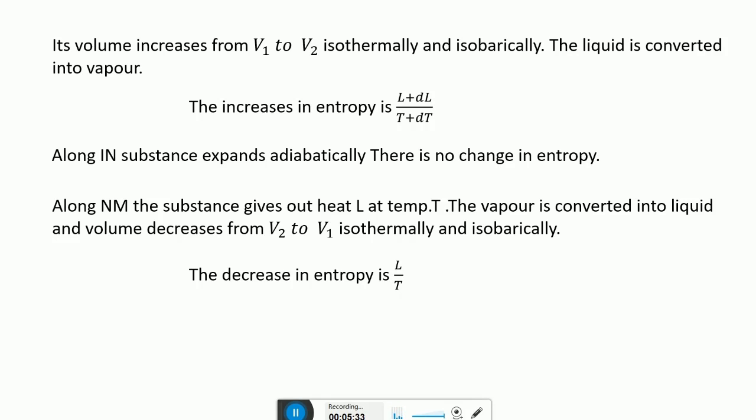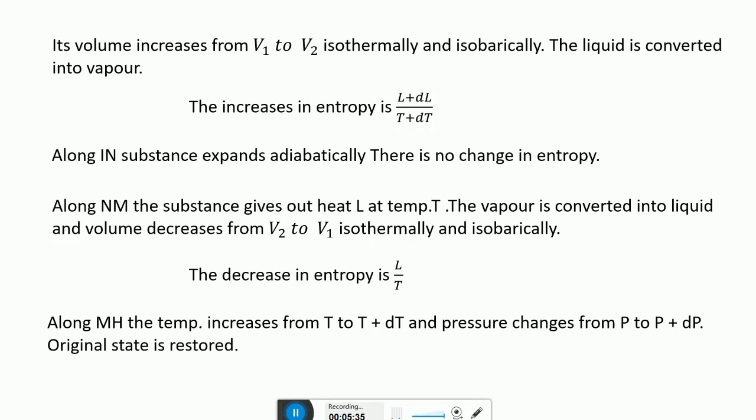Then the last one is along MH, where the temperature increases from T to T plus dT and pressure changes from P to P plus dP, and the original state is restored. Thus the cyclic change is complete.